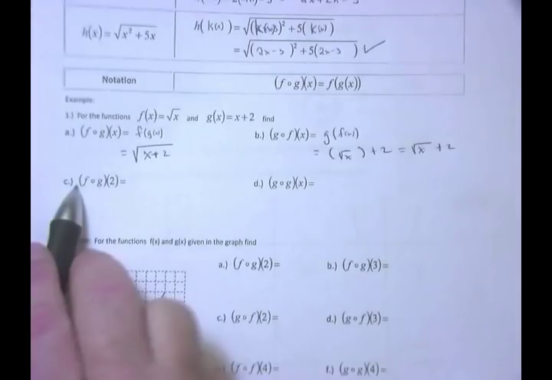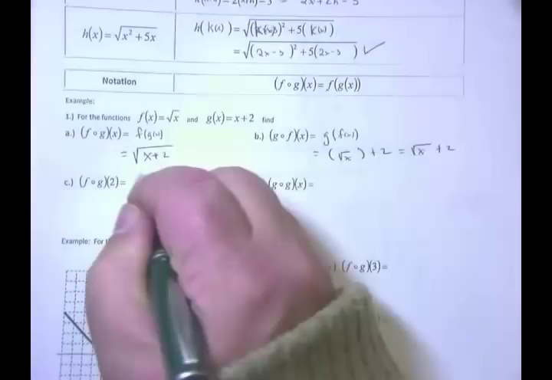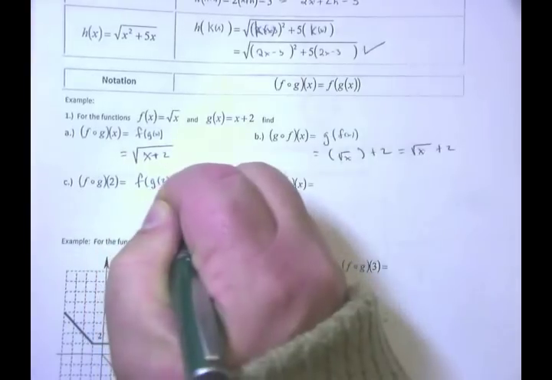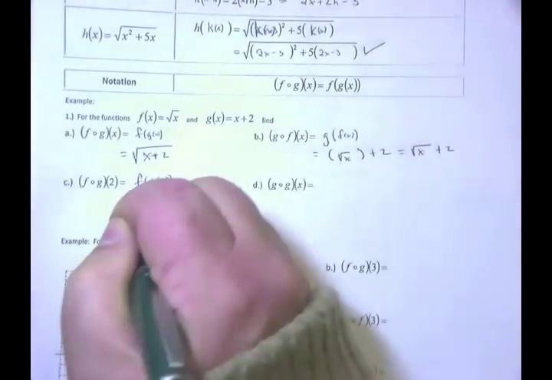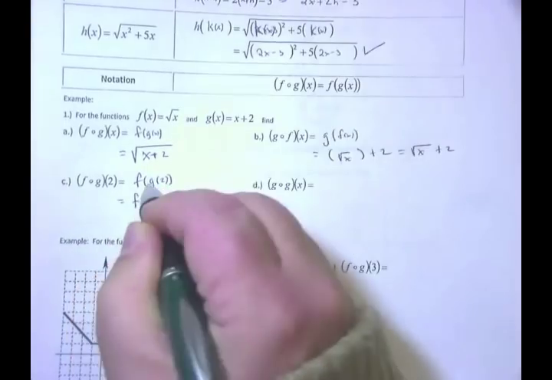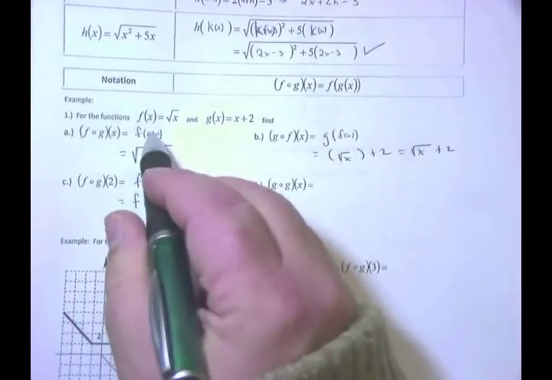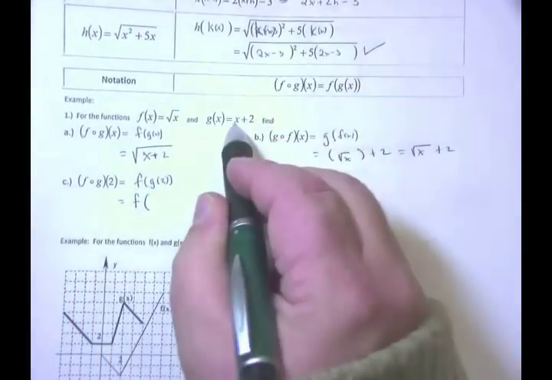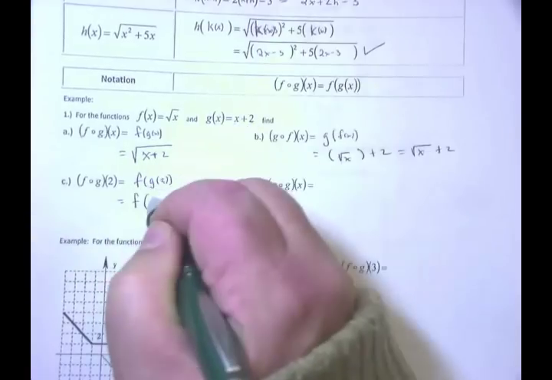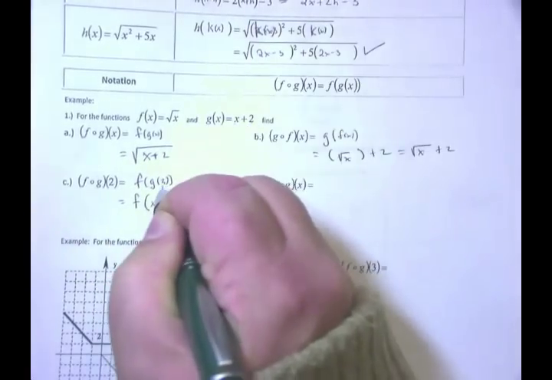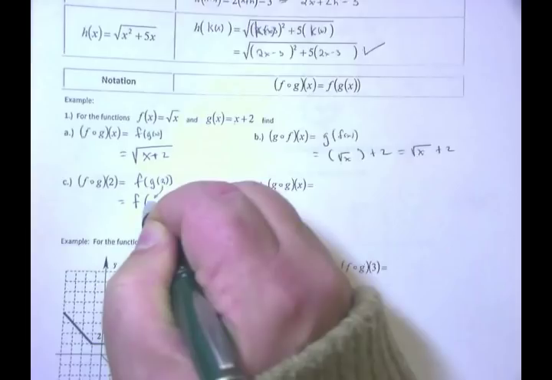And you can also do things like numbers. This would be f of g of 2. Or this would be f of g of, the g function was x plus 2. So this would be x plus 2, and replacing the x with 2.